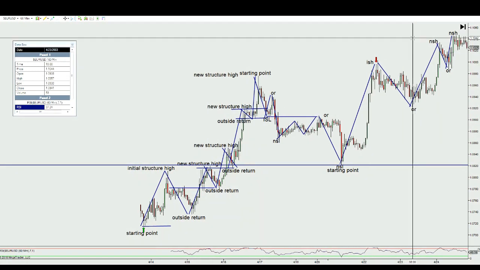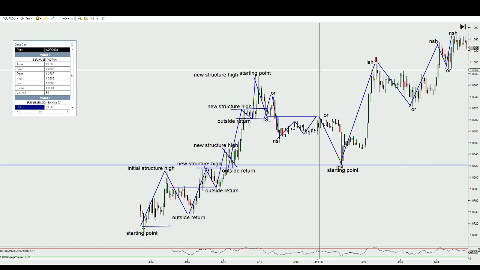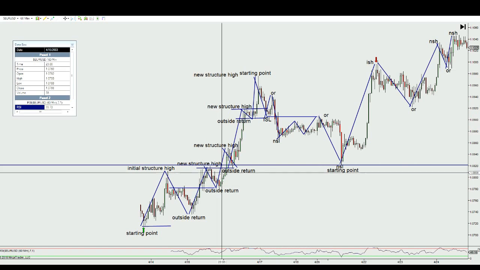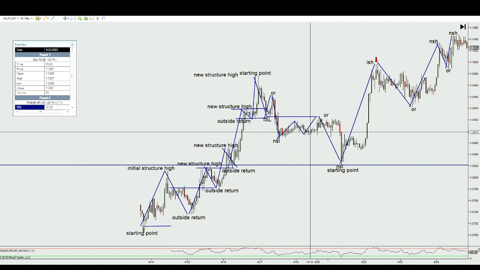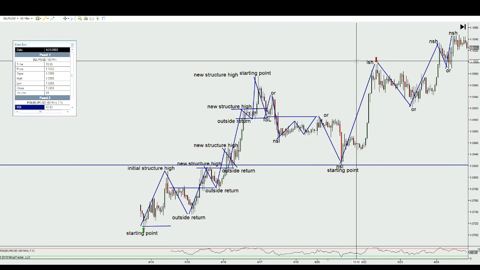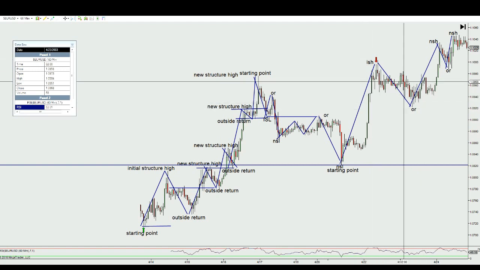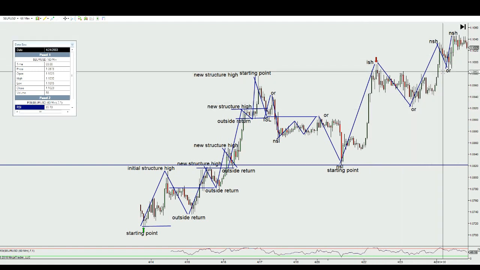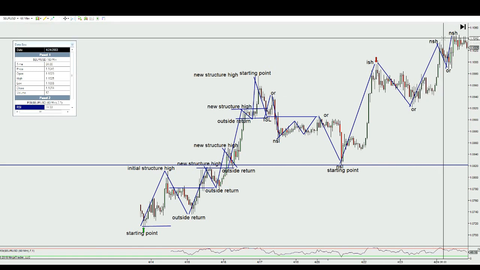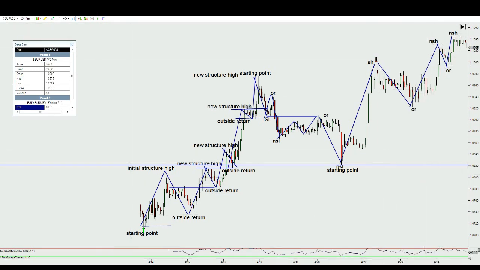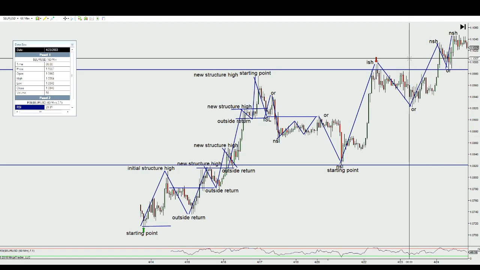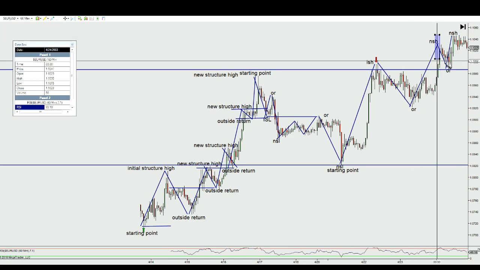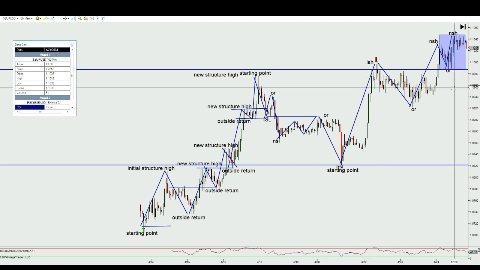As you can see, labeling your charts this way does help you identify which way price is moving, where it's at in the rotation. Should you be looking to get long or short? Currently with this new structure high, I would want to get long because we have confirmed the bullish trend. I'm ignoring this RSI, but I would want to get bullish until this outside return level here is broken. And really anywhere in between, just looking here on the hourly chart, would be a spot to look long.